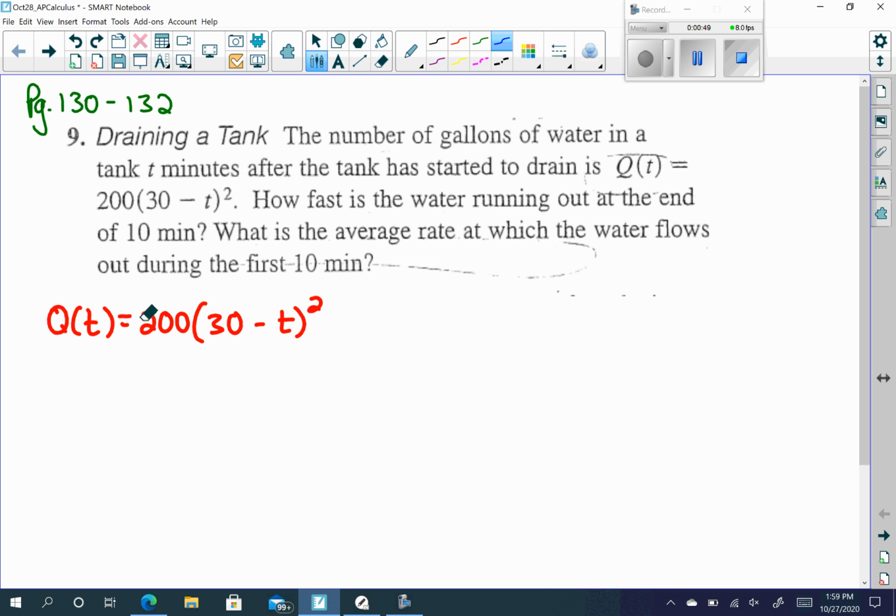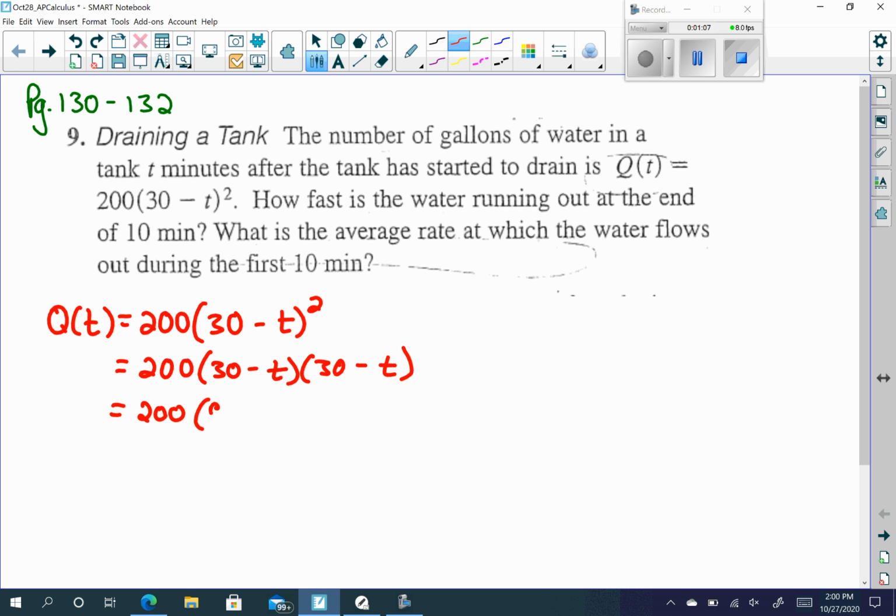So we can't take the derivative of Q of t when it looks like this. We just haven't learned that rule yet. We will, just not yet. So our only other choice is to expand this expression. So I'm going to square the 30 minus t. By all means, if you need to write it out like this, just take your time.